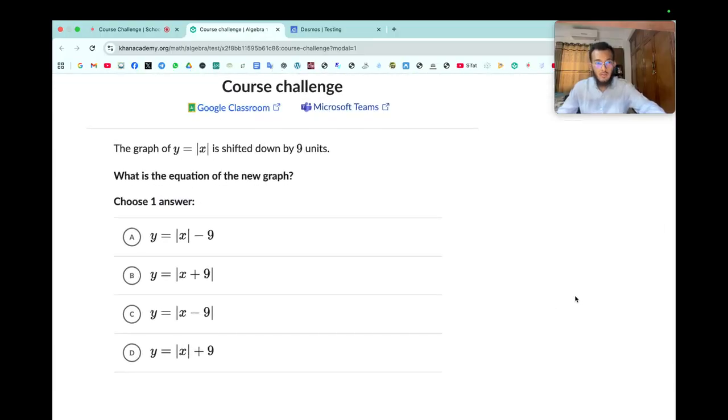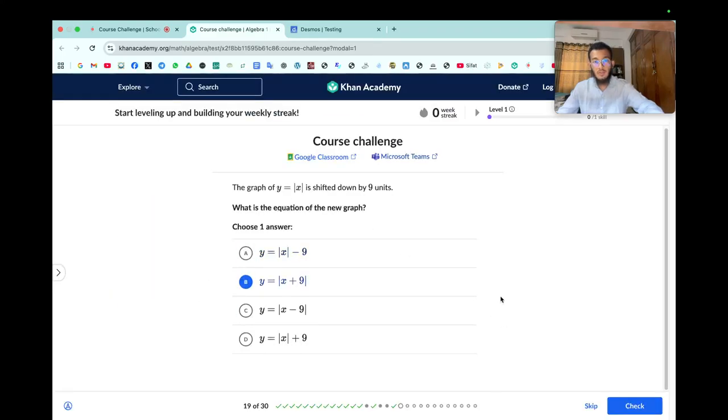Okay, the graph of y equals modulus of x shifted down by 9 units, so -9. This means shifted to the right side, and this represents shifting upside. Up by 9 units, and this means right, this means left. So the new graph would be this thing, shifted down by 9 units.